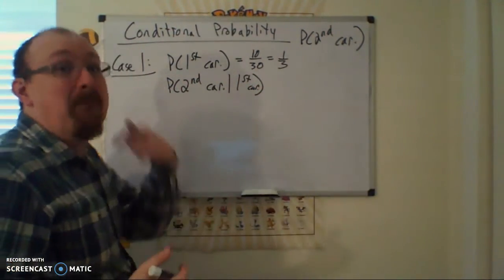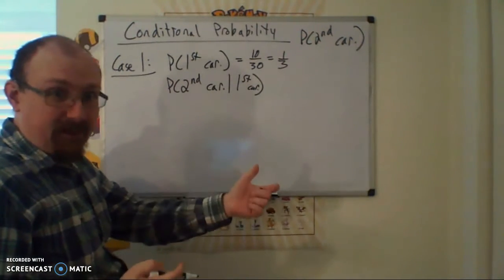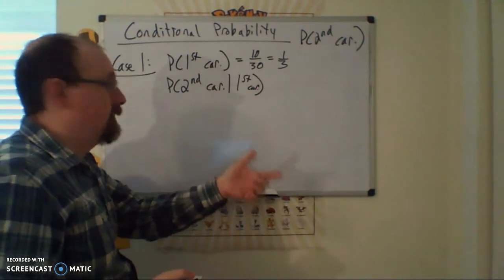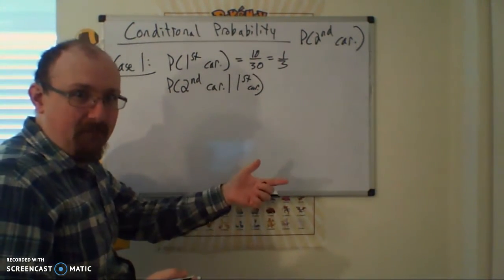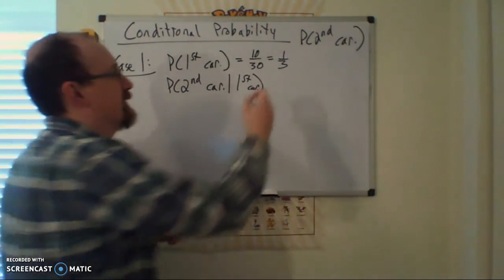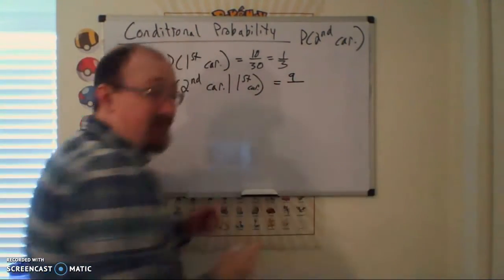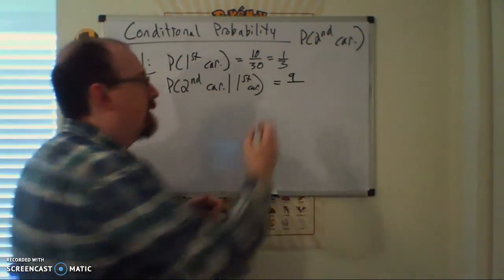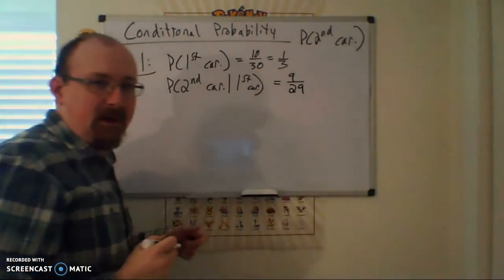Now, how likely is it that I'm able to pull out a caramel now that she's taken one of them? All right, well, let's go back. How many caramels are left in the box? 9. It's not too challenging to work that out. How many total candies are left? Again, she only ate 1, so we've got 29.